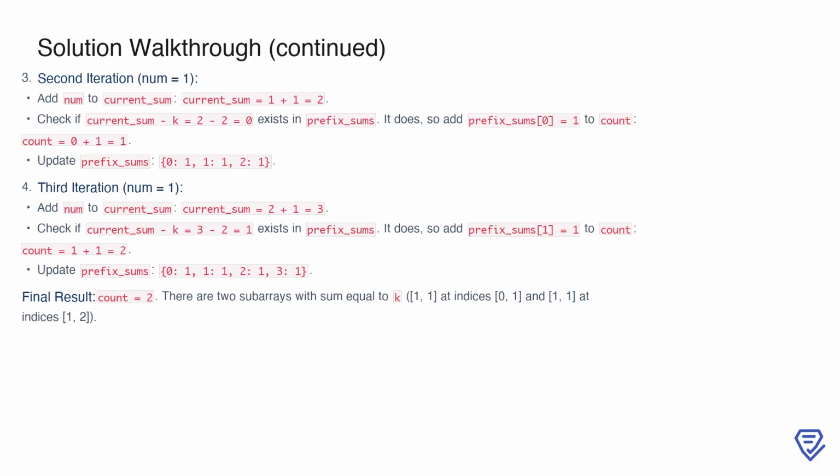In the third iteration, the current number is again 1. Adding this to current_sum gives 3. Checking current_sum - k, which is 3 - 2 or 1, we find that 1 exists in prefix_sums with a value of 1. This indicates another subarray with sum equal to k, so we add 1 to count, making it 2. We then update prefix_sums to {0: 1, 1: 1, 2: 1, 3: 1}. The final result is count equals 2, meaning there are 2 subarrays with sums equal to k: [1, 1] at indices 0, 1, and [1, 1] at indices 1, 2.